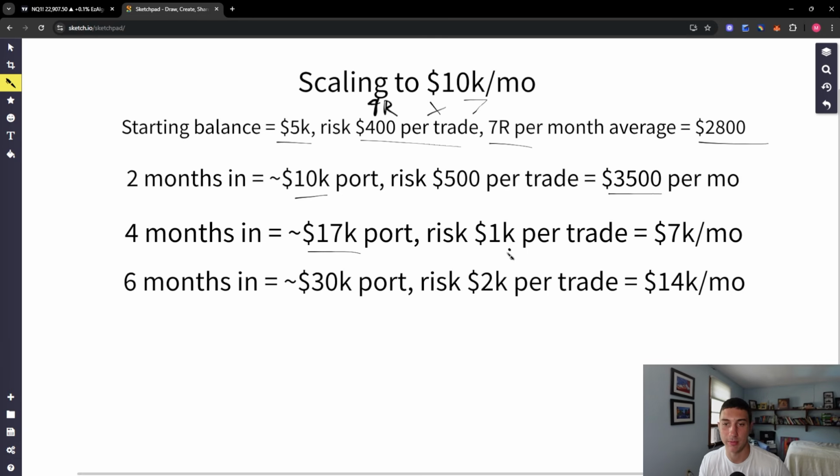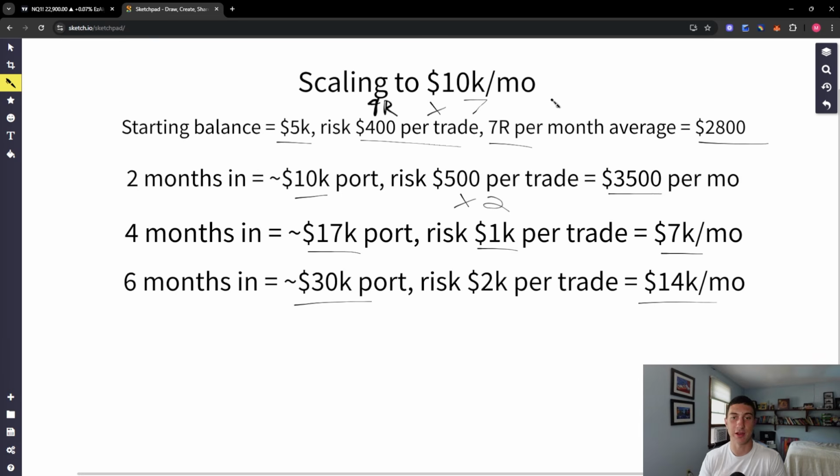At this point, I'd probably up my risk to around $1,000 per trade. So double the contracts from that 500, right? So now we're maybe entering with 5, 6 micro contracts here. And that would be around $7,000 per month. Again, every R is now $1,000. Times that by 2, and 6 months in, we'll have a $30,000 portfolio, probably risking around $1,500 or $2,000 per trade, averaging well over $10,000 per month with that 7R.